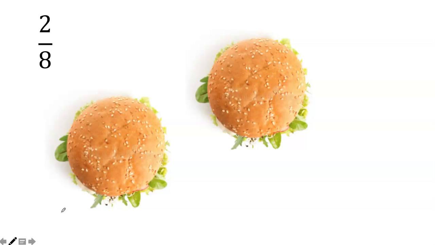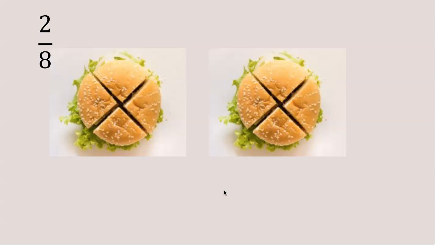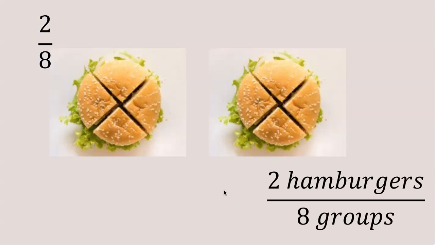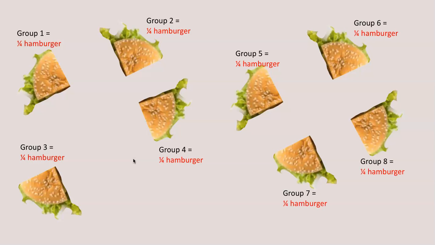Let me show you this with some pictures. Let's say that we had 2 hamburgers, and we wanted to divide those 2 hamburgers into 8 groups. Well, if you take 2 hamburgers and you want to divide that into 8 groups, you're not even going to have a whole hamburger in one group. You're going to have to split these 2 hamburgers into little pieces so that you can divide the 2 hamburgers into 8 separate groups. Take a look. You would be dividing these pieces into 8 groups, and each group would just contain 1/4 of a hamburger, only a portion of a hamburger.